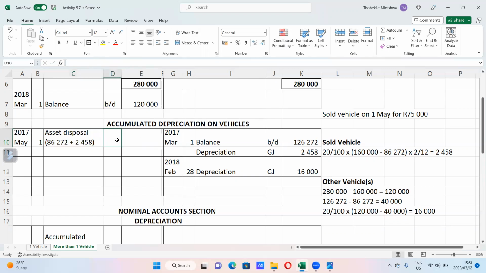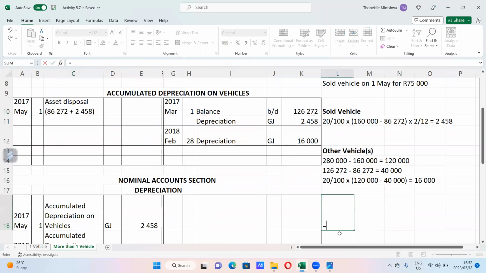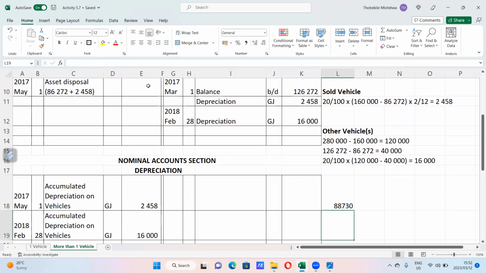This is how it's going to look. So let's edit. I didn't add that. Equals 86,272 plus 2,458. So the whole amount that we are removing, including the updated depreciation, is 88,730, and that is also recorded on the GJ. And then it is debited here.